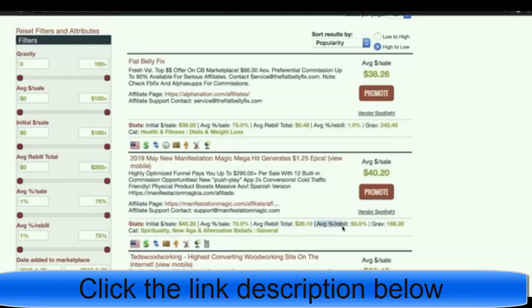The average rebill percentage is 50%. So on average, in total, people stay with this product and pay around $29 for the monthly membership.